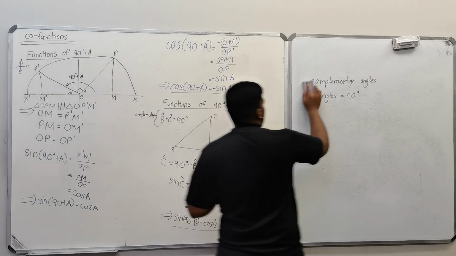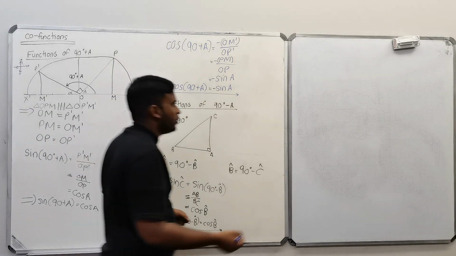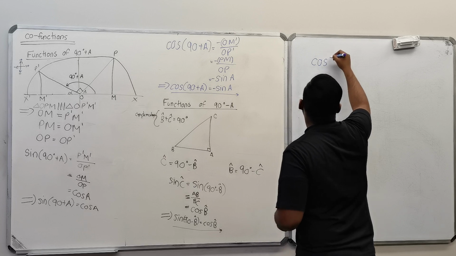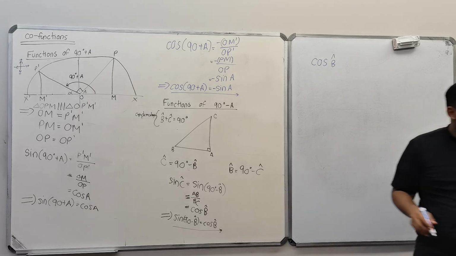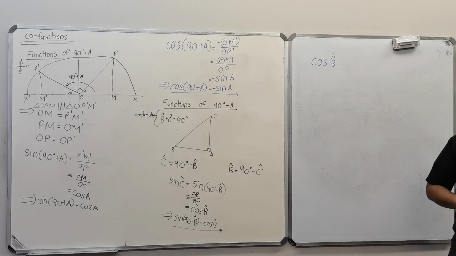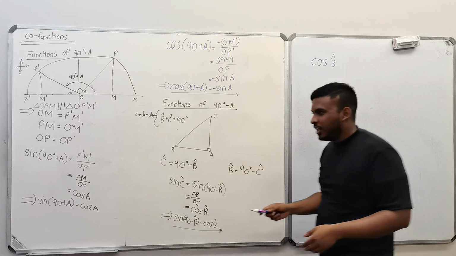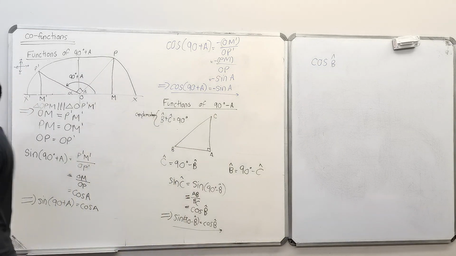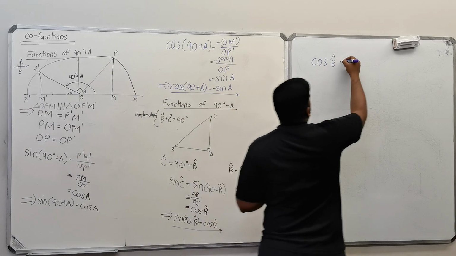Okay, I'm going to do one more like how I did this one. You want to do it, so you're going to tell me how to do it, right? If I had to tell you cos of angle B, show me the derivation, or what would you do for the derivation? I want you to prove to me that cos of angle B is equal to sine of angle C. I'm asking you to prove that.